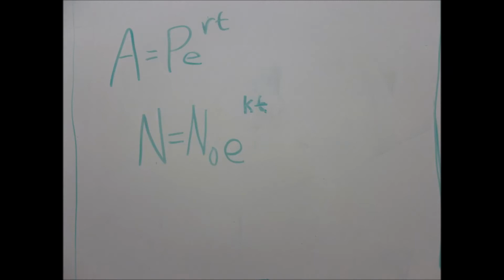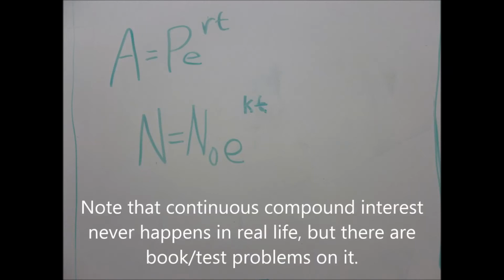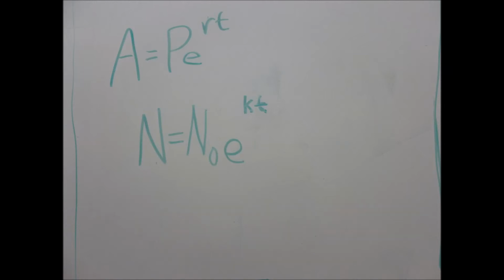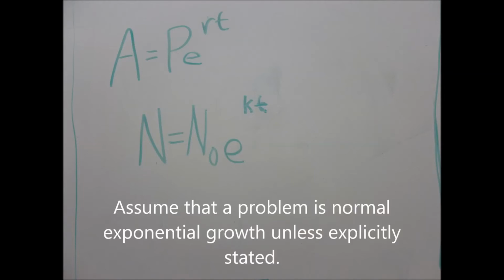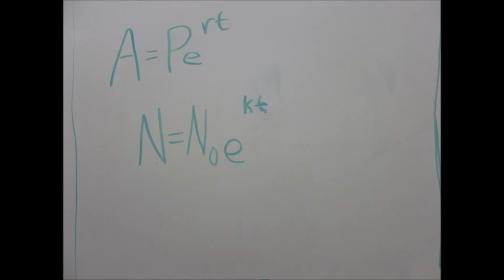Our second two equations will be on continuous functions. Our first equation is of continuous compound interest, where A equals P e to the rT, where A is the final balance, P is the beginning or principal balance, e is the constant e, r is the rate, and t is the time. Our next equation deals with continuous exponential growth or decay, where N equals N naught times e to the kt, where N is the final amount, N naught is the initial amount, e is the constant e, k is the rate, and t is the time.